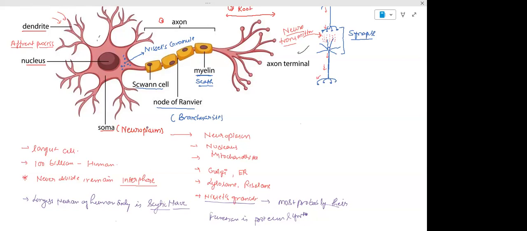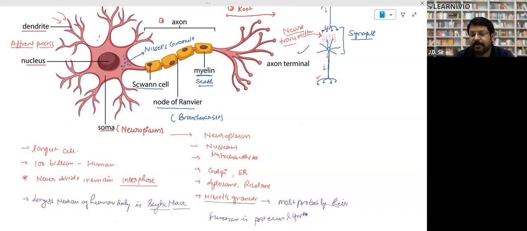So even in G0 phase, the cell will not divide, right? Exactly. But they do not grow. They remain as quiescent cells. But neurons keep on growing. In our body, even you and me, they are just growing. But they do not divide. That's why it is considered that they remain in the interphase of the cell cycle. Okay, right?